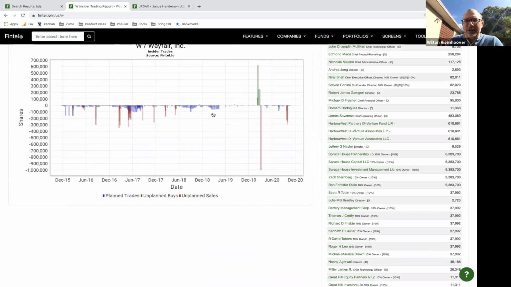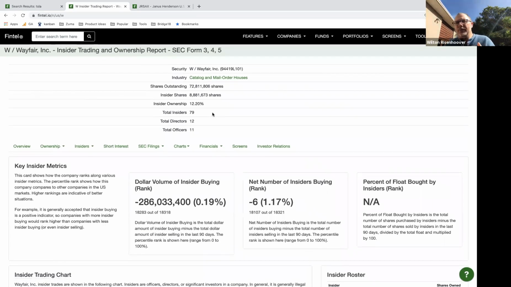So what I'm getting at here is if you were looking at the total market, Wayfair would have a very negative insider trading sentiment value. Is kind of what I'm getting at here.